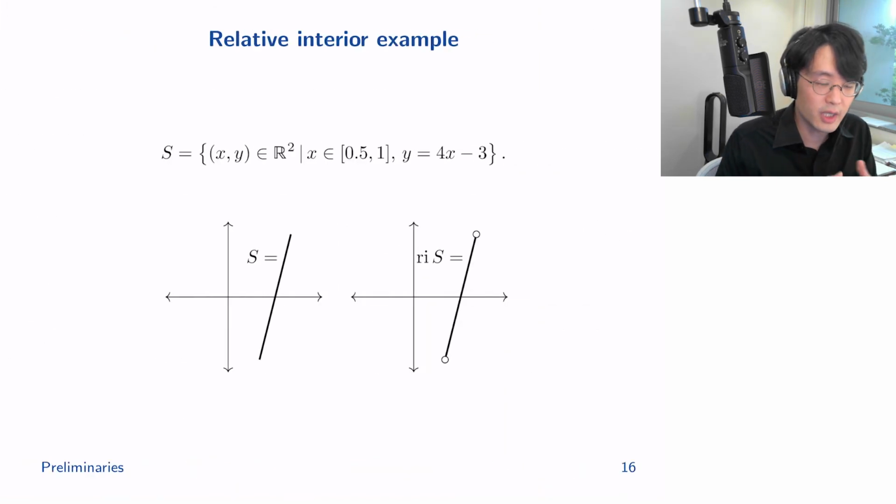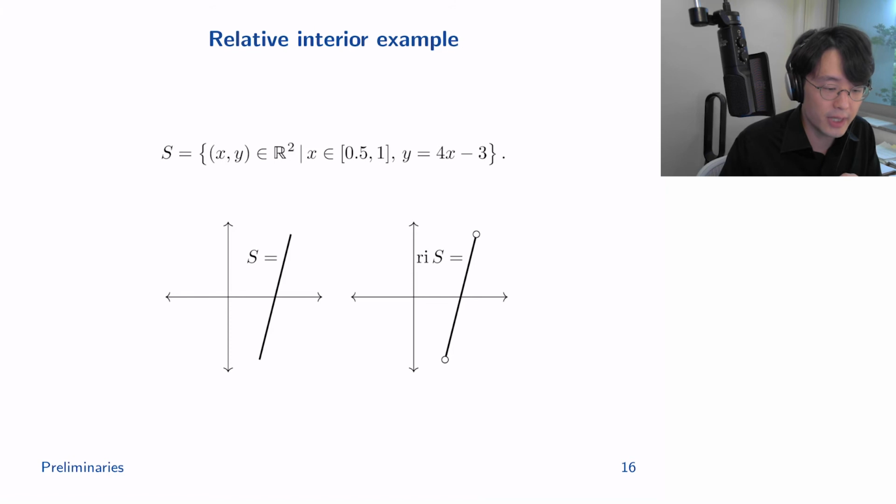The definition expressed in that way is necessary to make it rigorous, but I think this picture better explains the notion of relative interior. Here we have the set S, and its equation is written in this way, but it doesn't really matter. What matters is this shape. S is a subset of R2, and it's in particular a line segment of finite length. The relative interior of S basically excludes the endpoints and just contains the open line segment between those two points.